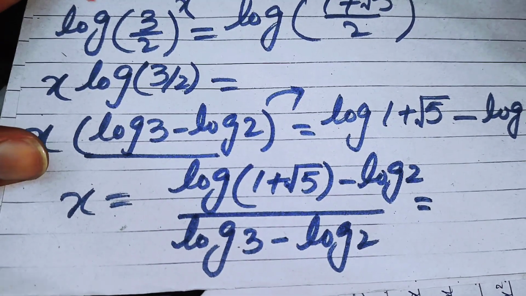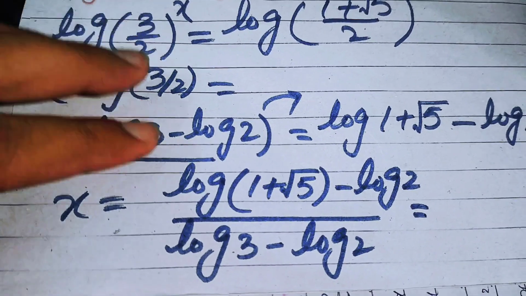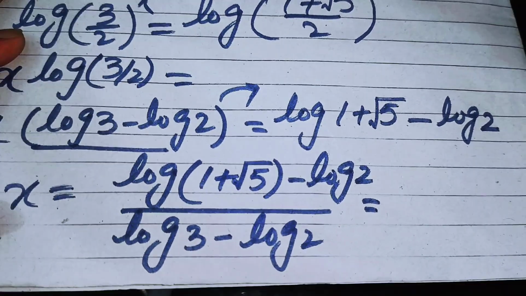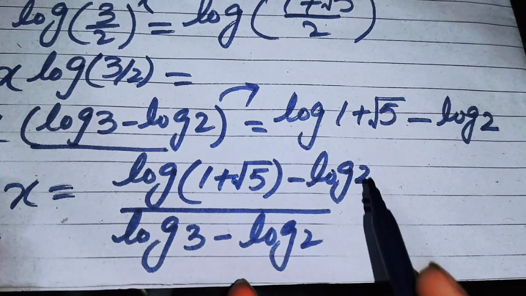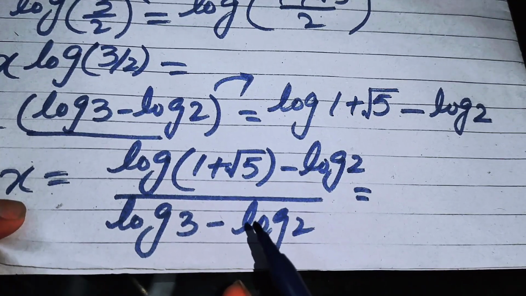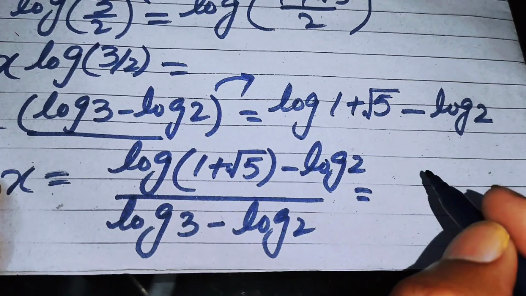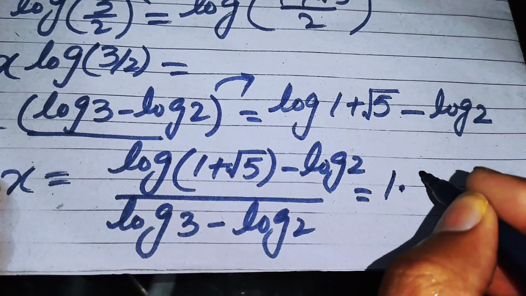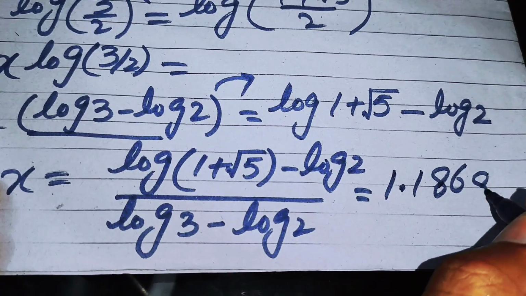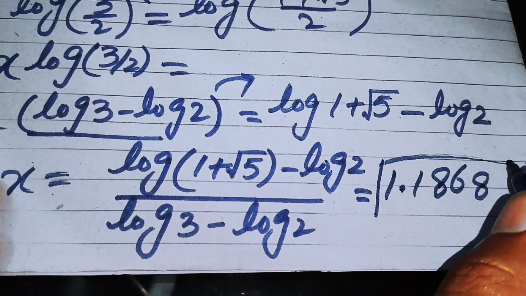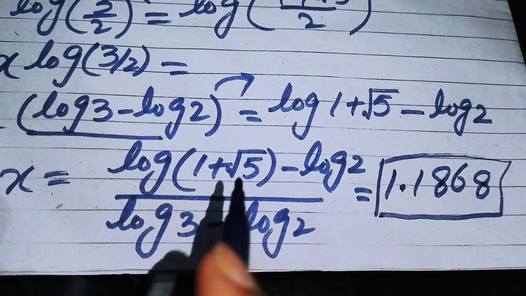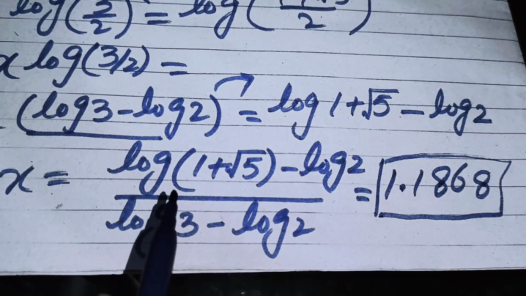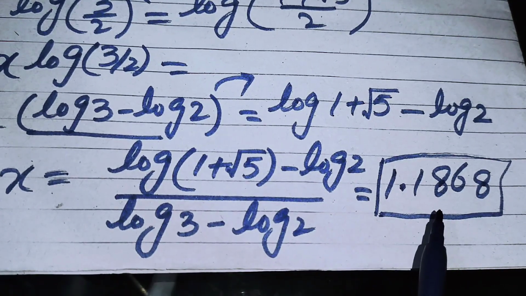And now you can use the calculator to find the values of all these logs. So I can just write the final answer of this question, which is 1.1868. When you use the calculator and divide the terms, you easily get the answer of this question, which is 1.1868.